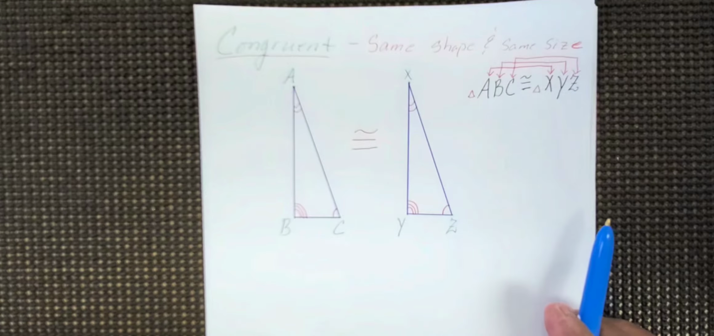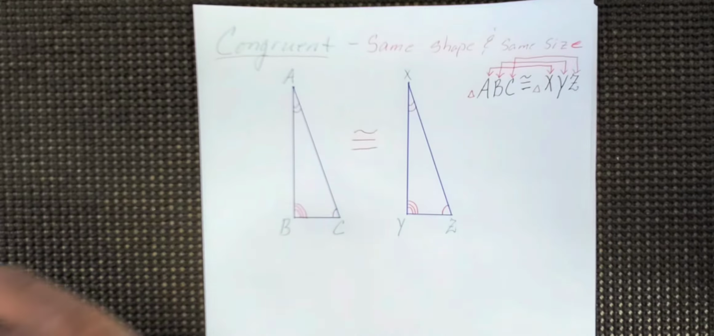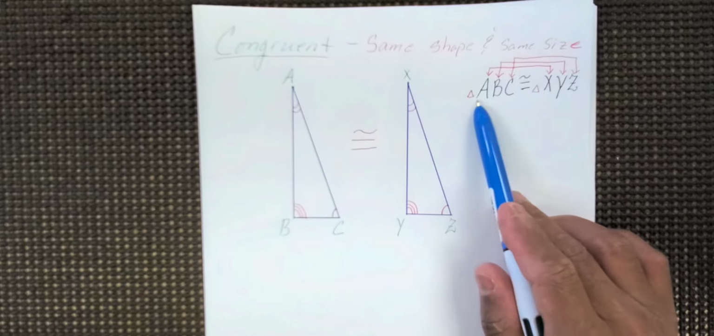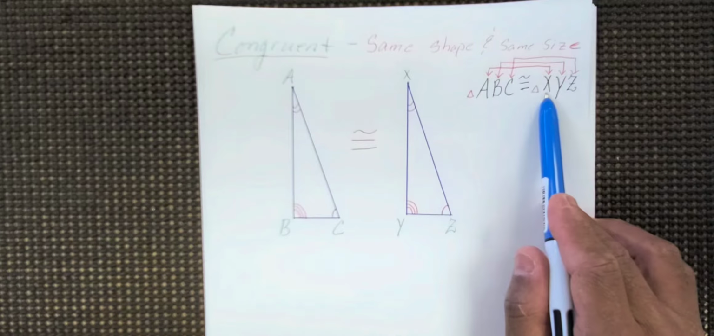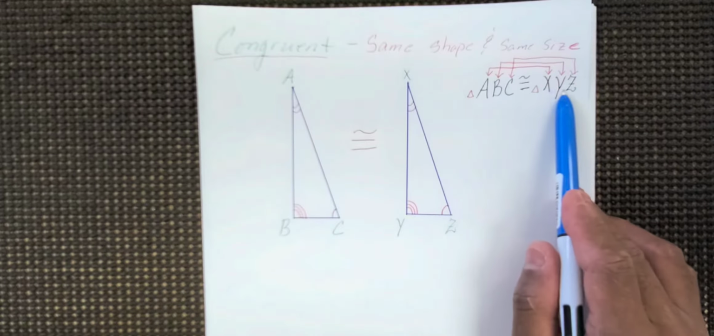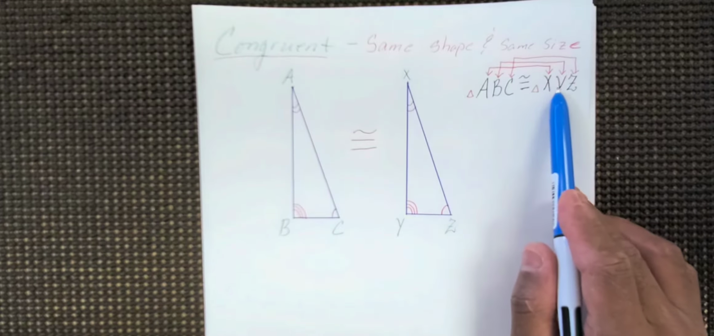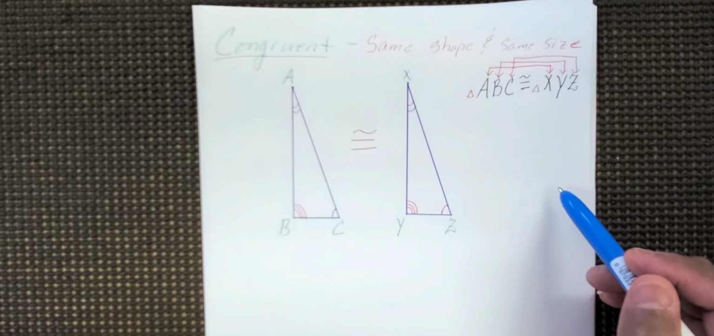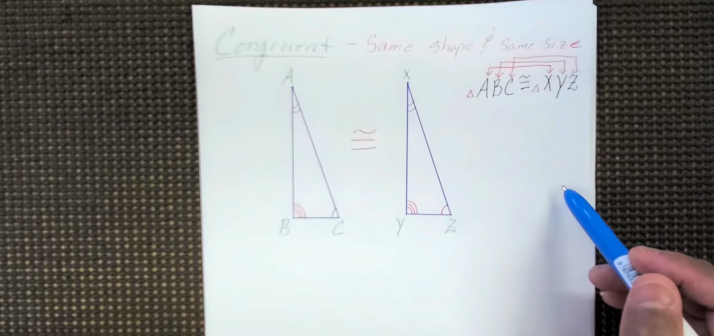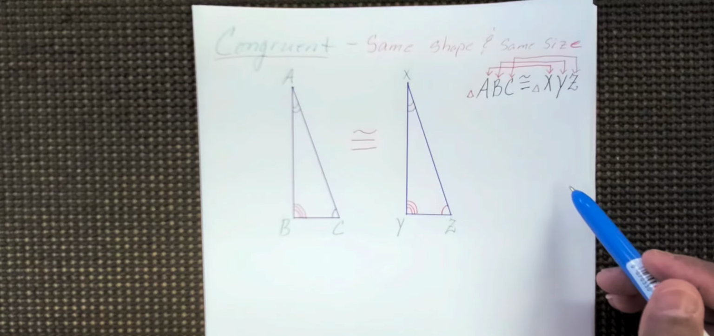Now, when you're naming a triangle, it's very important. I cannot say triangle A, B, C, and triangle Z, Y, X, or any other order of these 3 without putting X, Y, Z in this order, because the angles have to match up. If the angles don't match up, then it's wrong. All right?